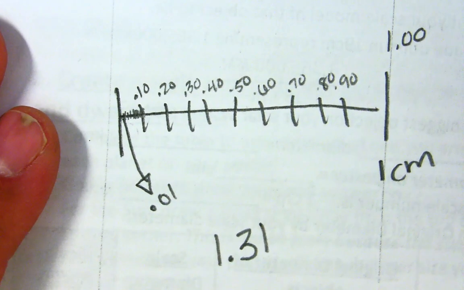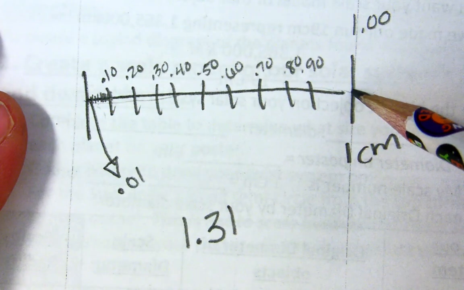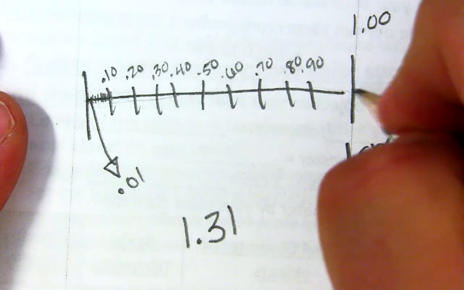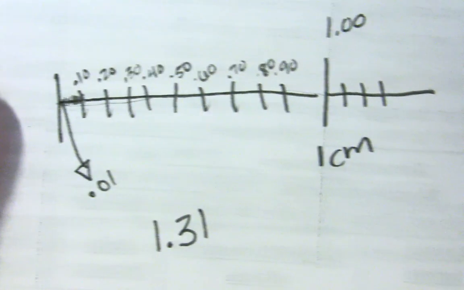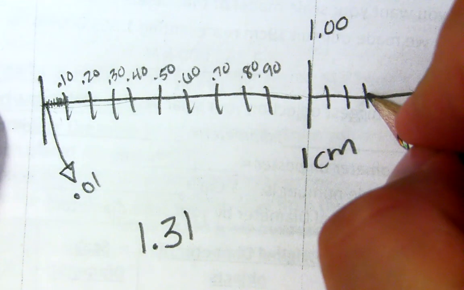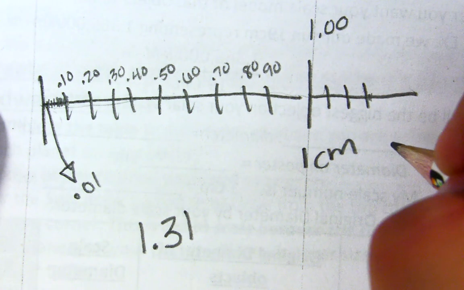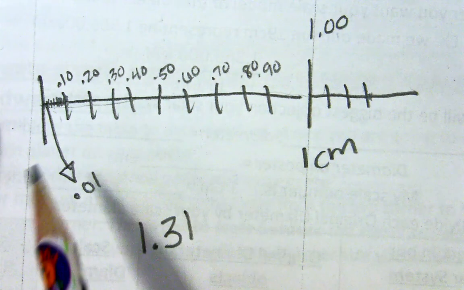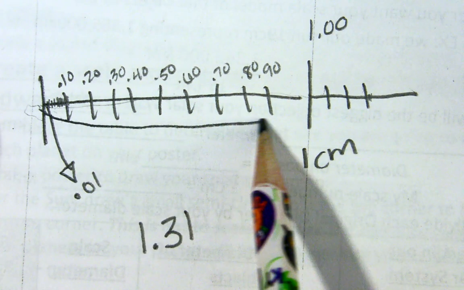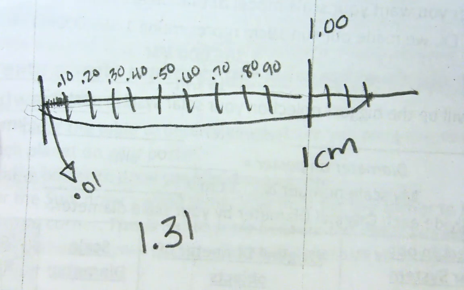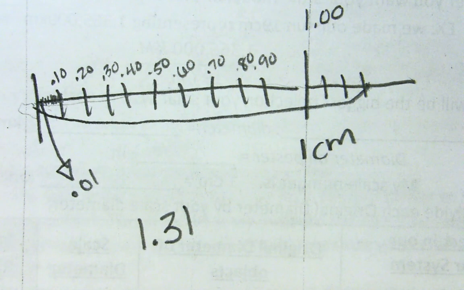So if I had $1.31, let's say, I would go all the way to $1, and then I would keep going 30 cents, 10, 20, 30, like that, and then I'd count one little one in between that next one. So if I had 1.31, it would be all of this to here. That's 1.31.